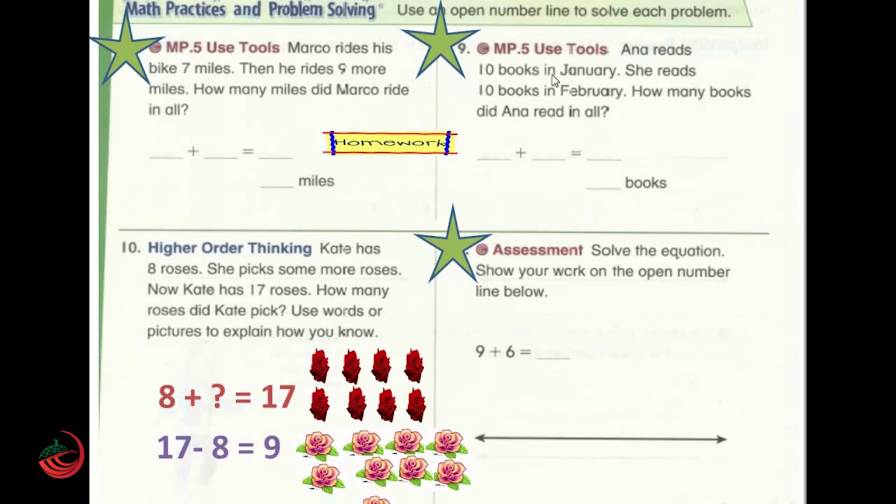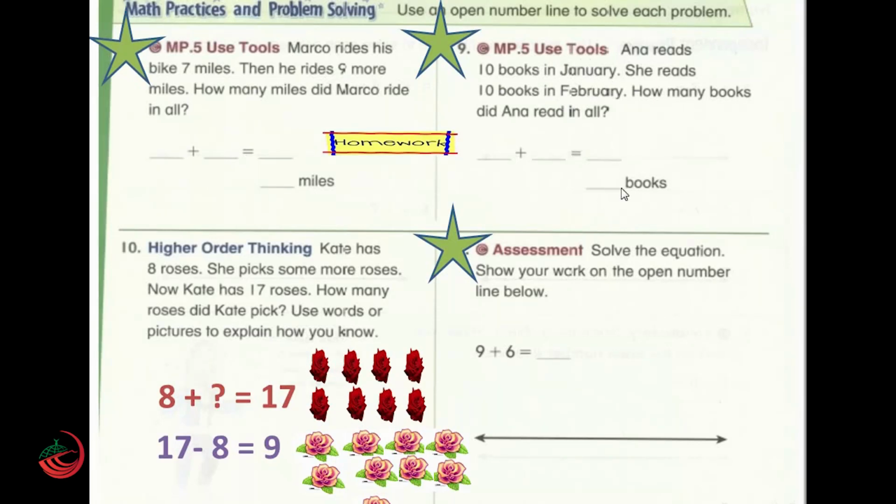Okay, let me remind you something. January and February are the first 2 months in the year, and they happen in what season? Excellent job. In winter. We have them in winter when it's really cold.